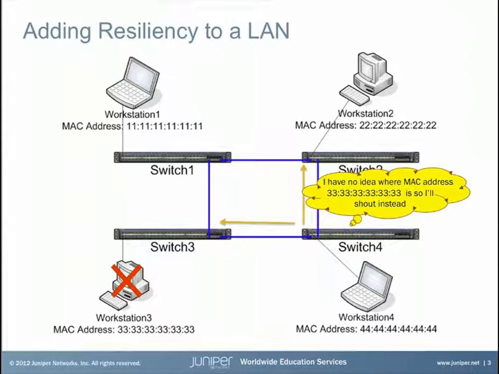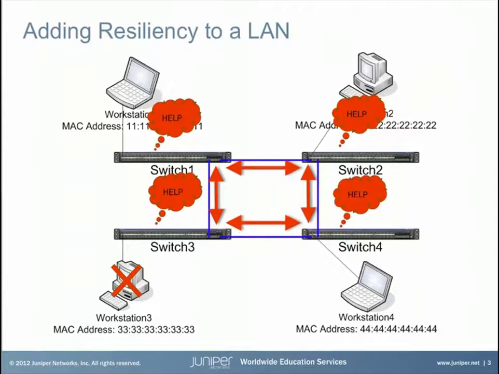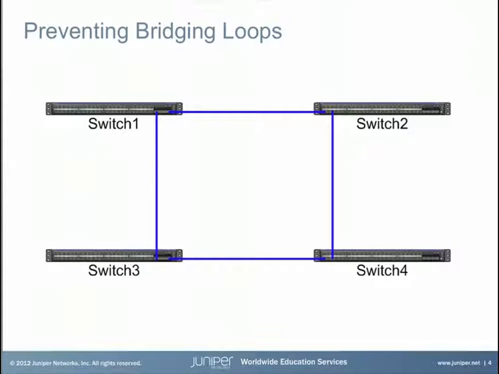Now, with frames and switching on a network, there is no time to live like you'd have in a router. So this will basically just keep spinning round and round the network. You'll keep going round the links back to switch 1. Eventually, all the bandwidth on the uplinks will be consumed, and what will normally happen is the network will then crash. So this scenario where traffic is looped around the network is actually called a bridging loop.